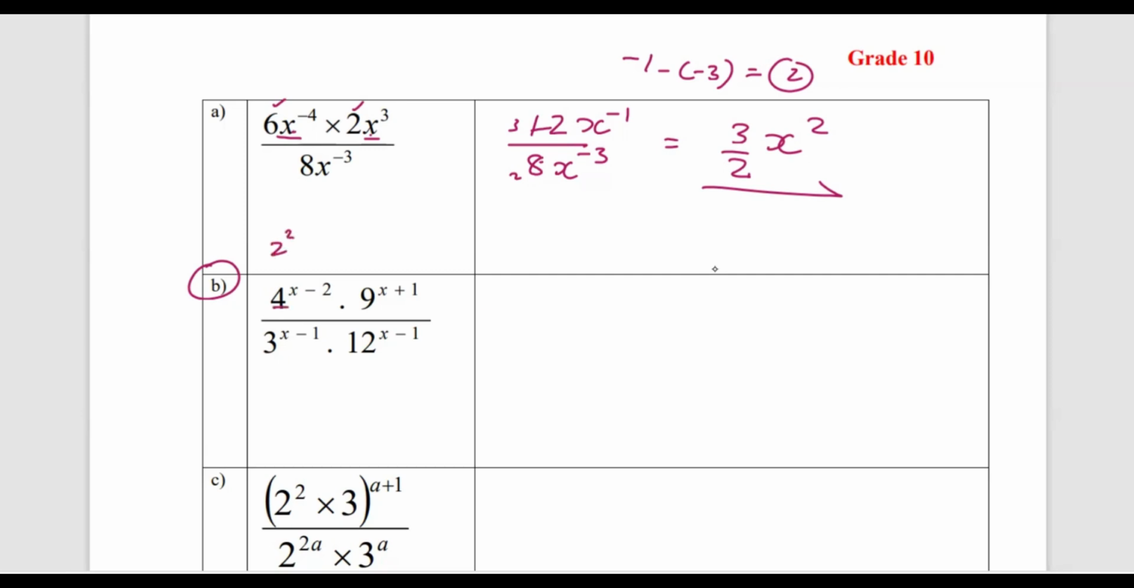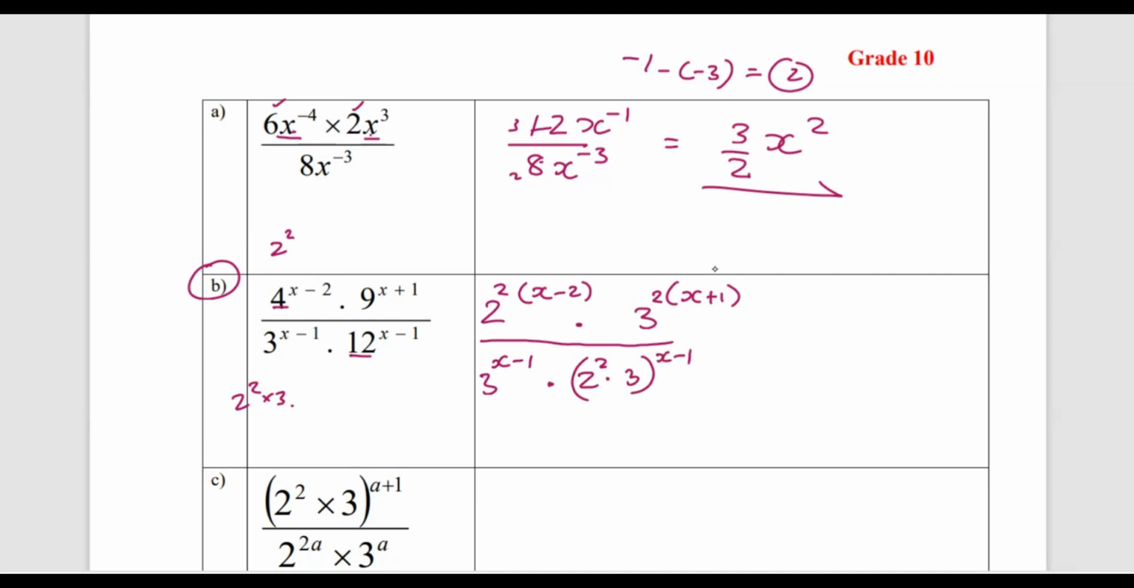So I'll say 2 squared, and then the exponent is x minus 2, times 9 can be written as 3 squared with the exponent of x plus 1. I'm dividing this by 3, which is already simplified, so I cannot go down there. Then 12 is going to be 2 squared times a 3. Everything is raised to the exponent of x minus 1.